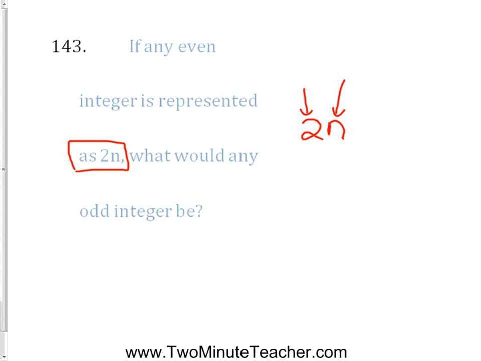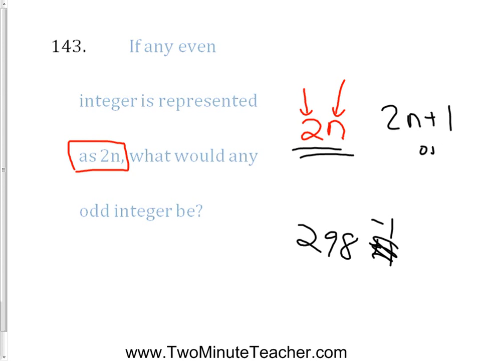Now to get an odd number, if this is guaranteed to be an even, to guarantee you're going to get an odd one would have to be one bigger or one smaller than that, right? So if you're out of, let's say 298, that was the even number. If I want to get just a little bit bigger, I go plus 1, and that'll be an odd number. Or minus 1, and that would also be an odd number. So 2n plus 1 or 2n minus 1 would be good answers for that one.